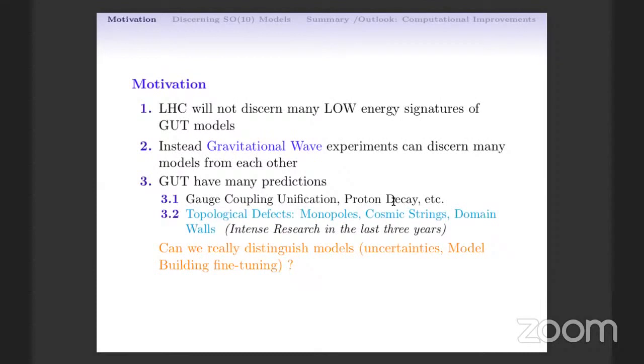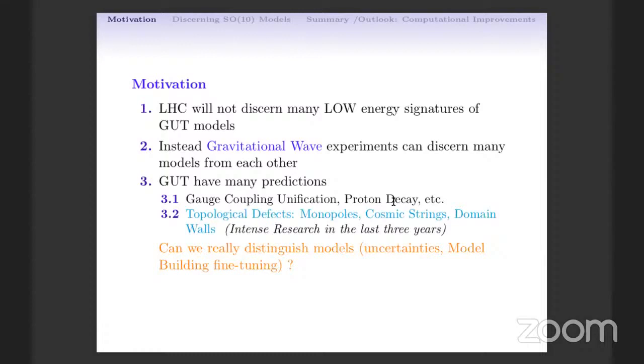So the motivation is that, as we know, unfortunately, the LHC will not discern many low energy signatures of grand unified models. But instead, we have the great opportunity of using gravitational wave experiments to discern among many models. So this is the main motivation.